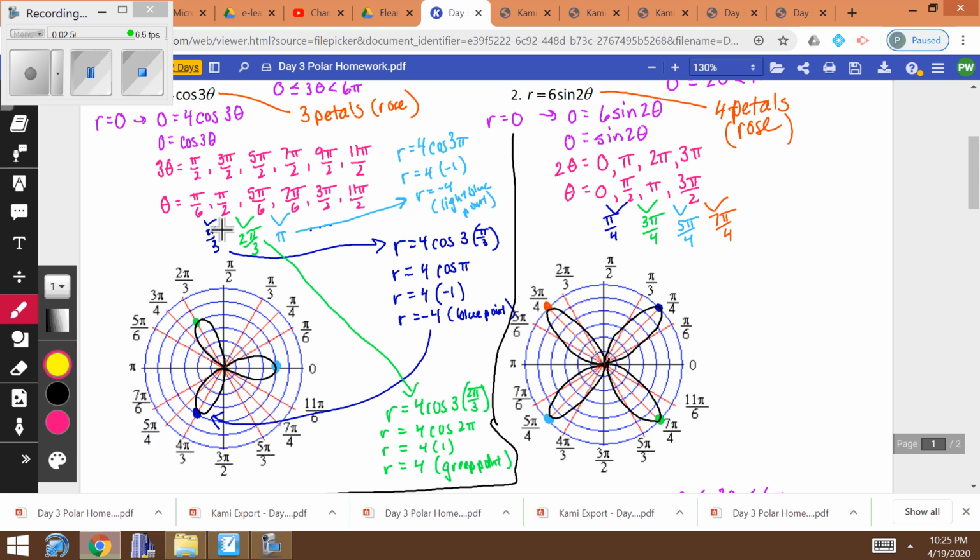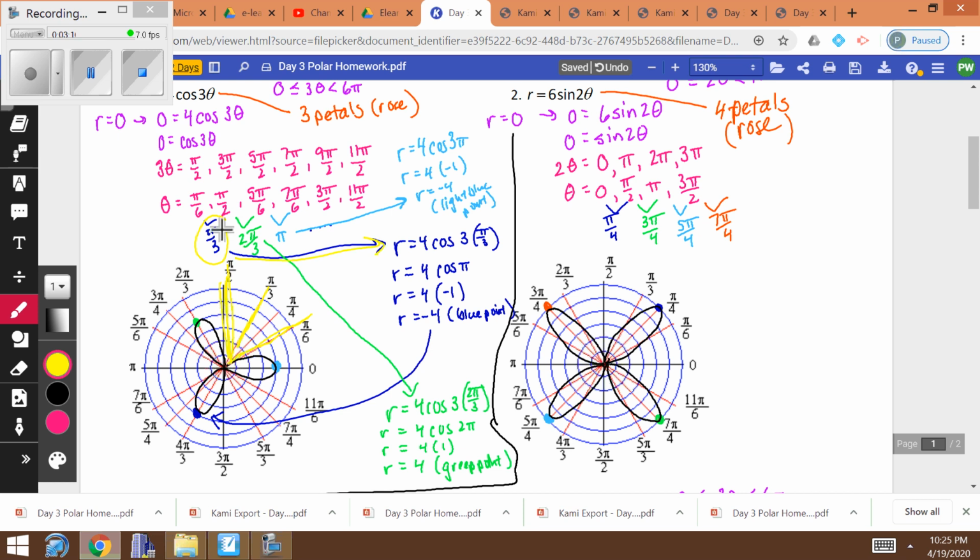If pi over 6 is right here, and pi over 2 is right there, again, we want to know what's halfway between. Halfway between is right here at pi over 3. So we know we have a petal at pi over 3. But we have to think about where that petal would be. That's the work I showed over here.